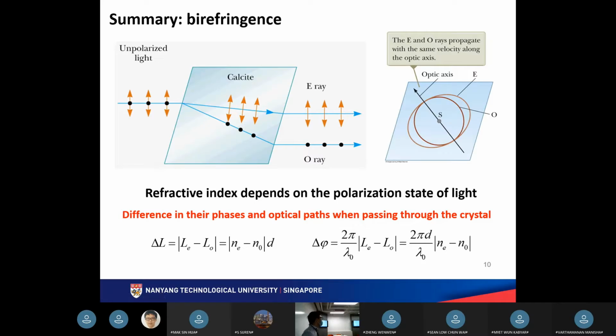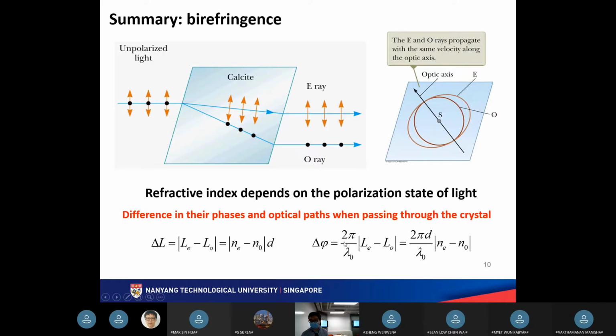For birefringence, there is one important thing for you to remember. Normally people will ask, if unpolarized light passes through, for example, a birefringent crystal, what is the phase difference introduced between the E and O rays, or what is the optical path difference introduced between the E and O rays? That is given by this formula. The optical path difference is just the difference in their refractive indices times the thickness of the calcite slab.